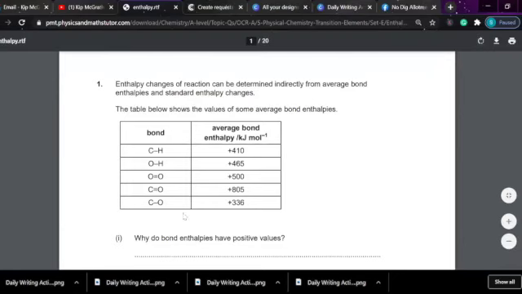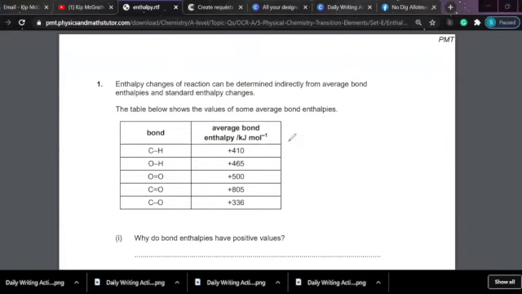And if you look at this question, this has got average bond enthalpy. So you've got the type of bond and the average bond enthalpy for it. So this is method number 4. I'm just revising the different types of methods now for you.